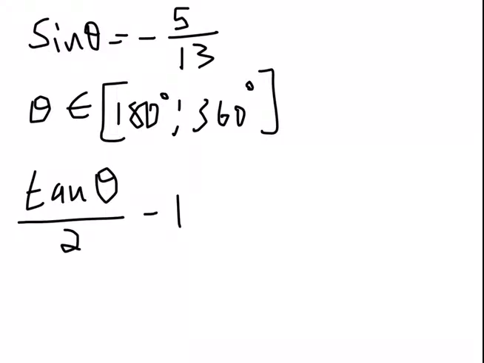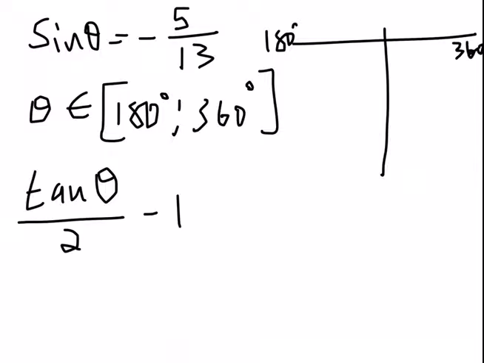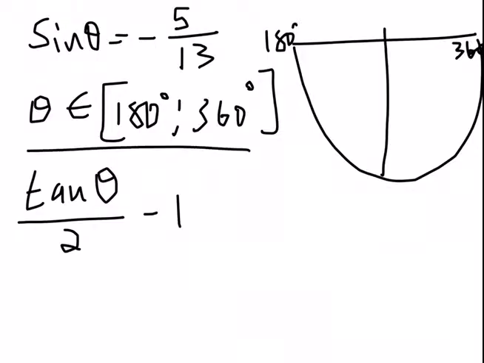So again, 180 and 360, it should be in one of those quadrants. So it's either in that quadrant or that quadrant, one of those. That is the first step. Then how are you going to know exactly in which quadrant? We know that the ratio for this is y over r.